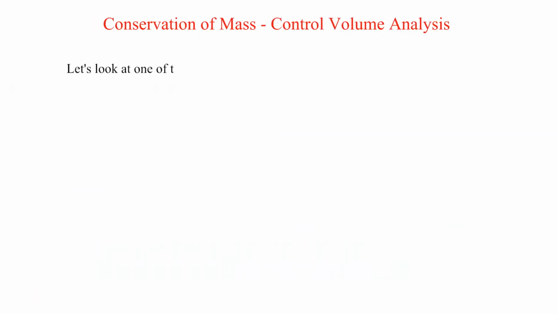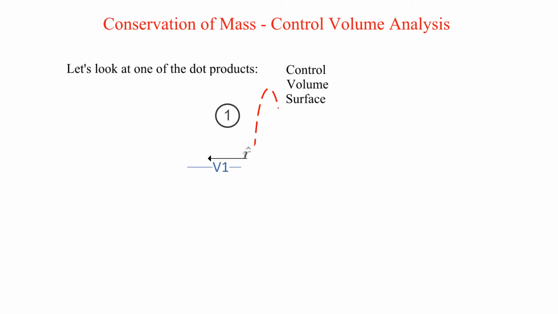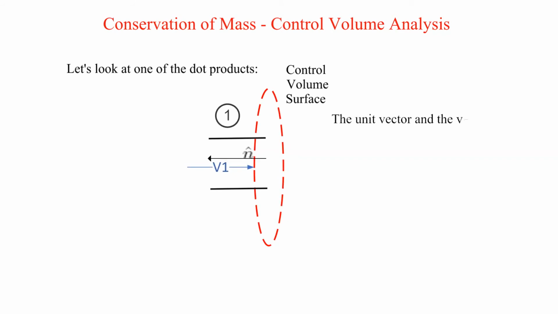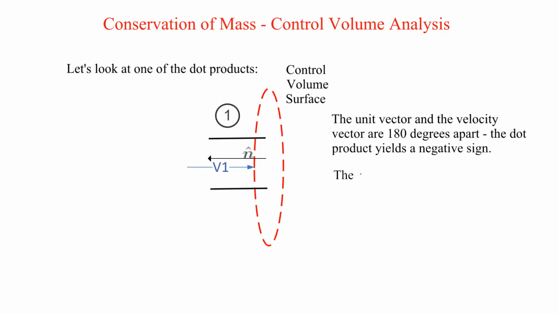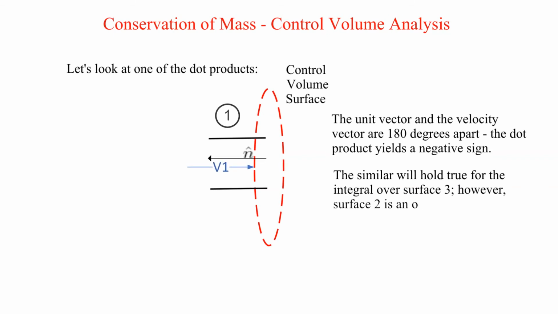Let's review the dot product in the surface integrals by looking closely at surface 1. The unit normal vector is pointed out or away from the control volume. At this surface the velocity is coming into the control volume. The angle between the unit normal vector and the velocity vector is 180 degrees. The dot product returns a negative sign. In conservation of mass for a fixed non-deforming control volume, inflows are negative and outflows are positive.